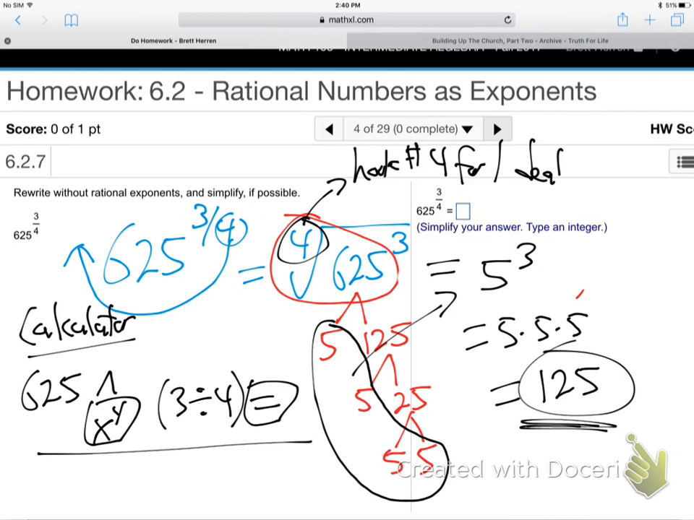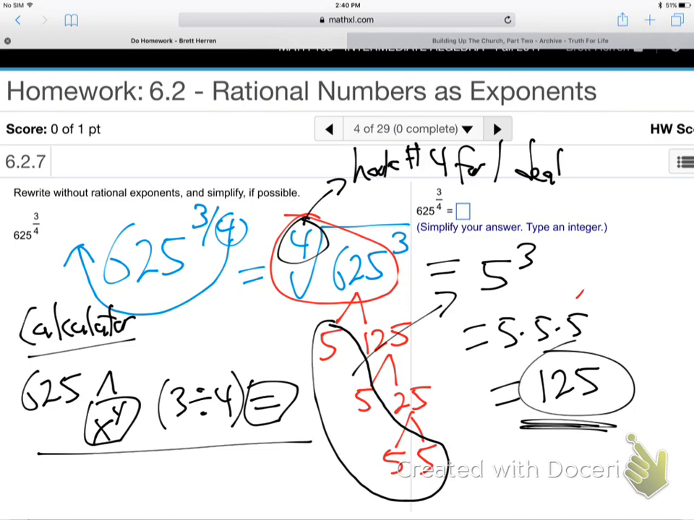So you would just go 625, to the power. I just hit it. It doesn't show anything, but I did. 3 divided by, oh no, I forgot the parentheses. 625 to the power. Now watch what I'm going to do. Parenthesis, 3 divided by 4, parenthesis, equals. Yep, so exactly the sequence I wrote out.